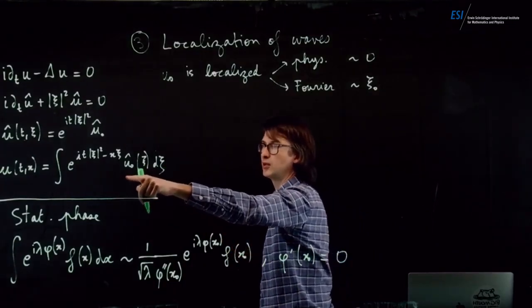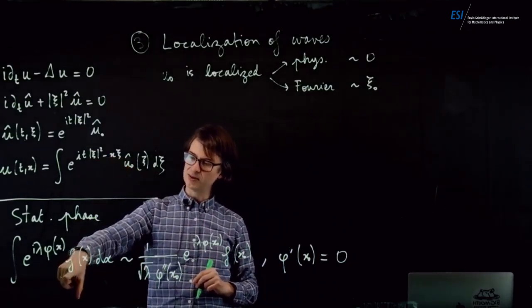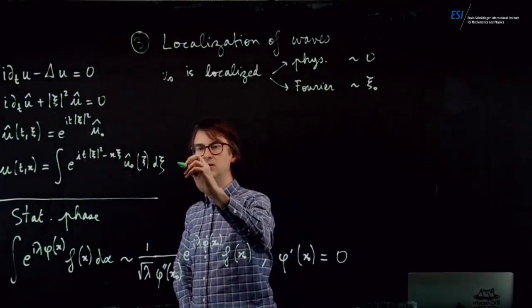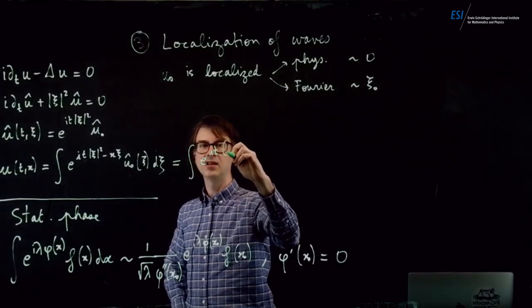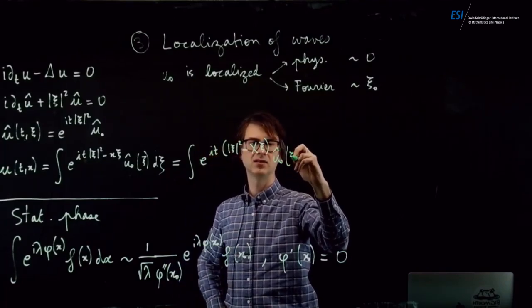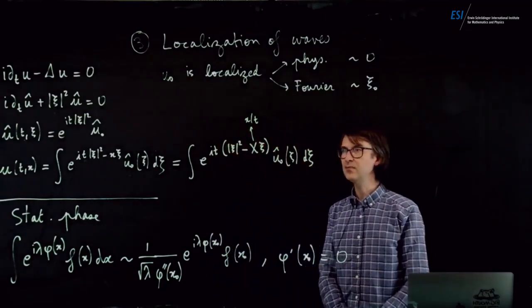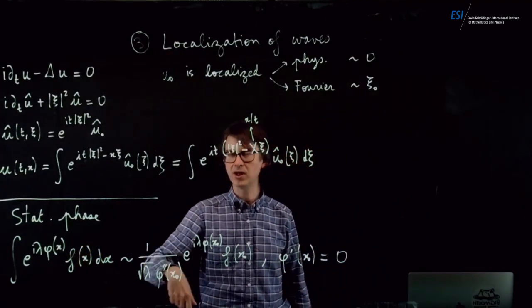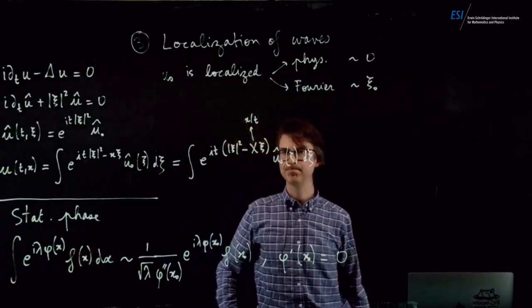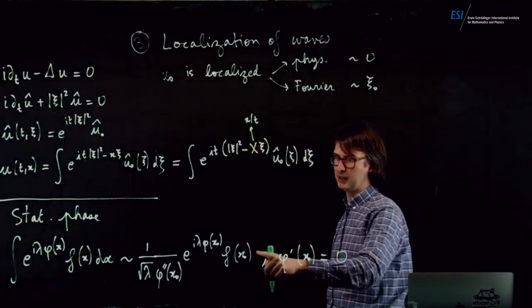Now let's apply it to our solution here. So u, it looks like that. Well, we'd like this to look a bit more like the stationary phase problem, and we're interested in the large time behavior. So we're going to factor t out. So this is the integral of e to the i t (xi squared minus capital X xi) u naught hat of xi dxi, where X is little x divided by t. So now this looks exactly like the stationary phase formula. t plays the role of lambda, and this phase function xi squared minus X xi is phi of x. So now it's just a small computation. You compute the stationary point of this phase, and you apply this formula.